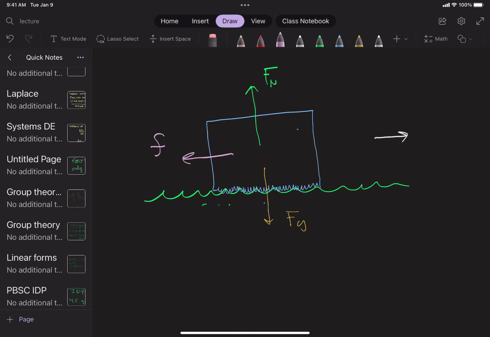And so friction is going to depend on two things. It's going to depend on how rough the floor is, and the roughness we're going to define by the variable mu, which is called the coefficient of friction.